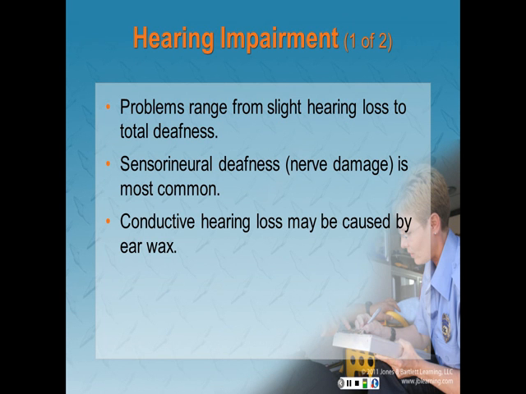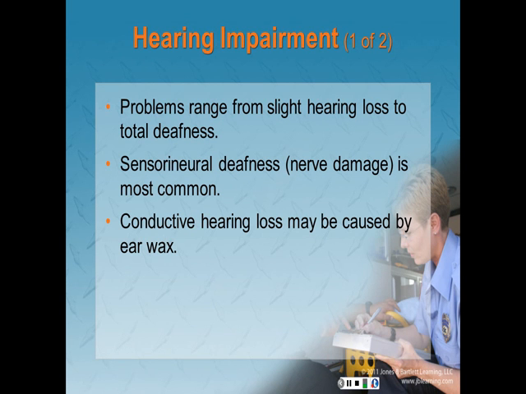Some of the most common forms of hearing loss are sensory neural deafness or conductive hearing loss. First, sensory neural deafness results from nerve damage. It can occur from a lesion or damage to the inner ear. And elderly people may have some degree of sensory neural hearing loss because of advanced age.